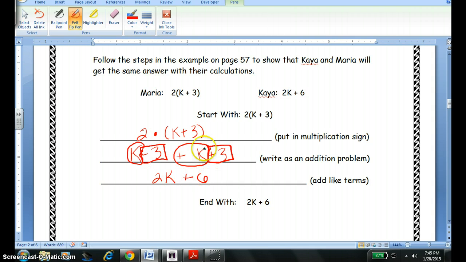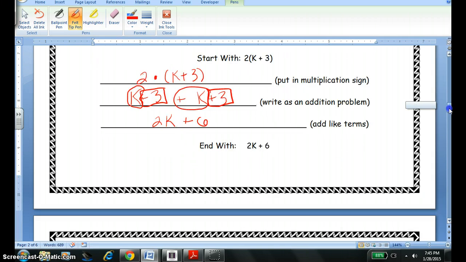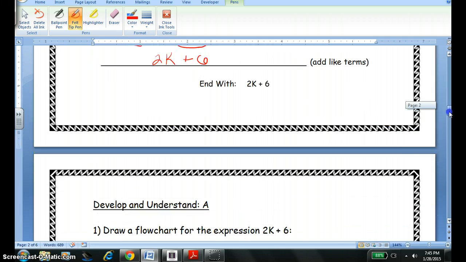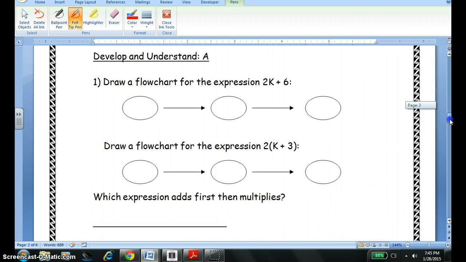Now, I then tell you, yep, here you're going to use a flow chart. Think about what happens with the variable. Always start with k. What do you do first? Here, when I start with this expression, starting with k, what do I do first?